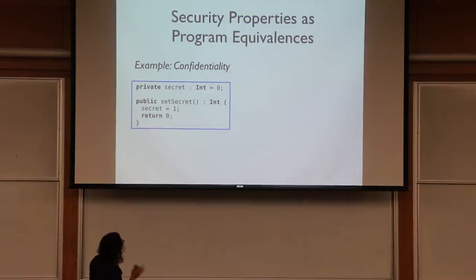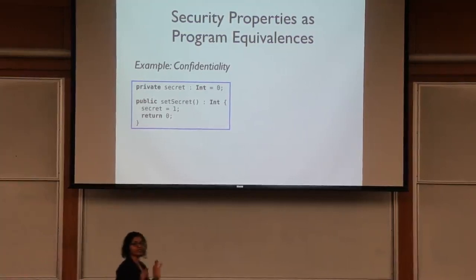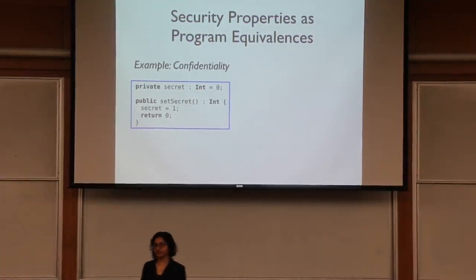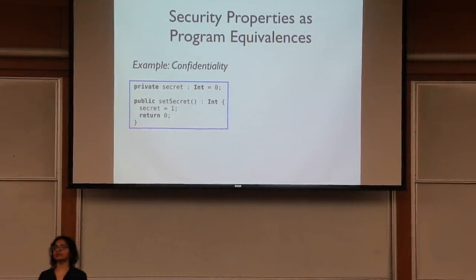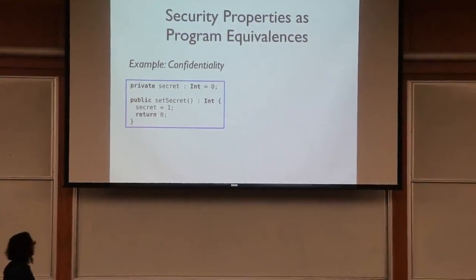This is kind of what I had in the last slide. I have a private secret, an integer, and then set secret sets that secret to 1. But notice that it is setting a private field to 1, so no client should be able to know that that private field is now 1. This is very much like the example I started out with. A private field is presumably compiled to some low-level target, and I want to make sure that it remains hidden.